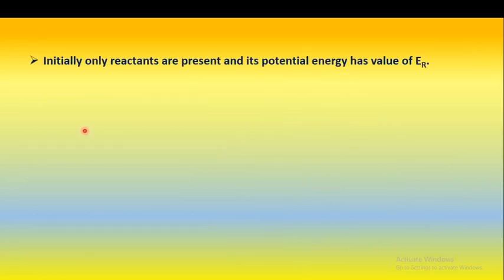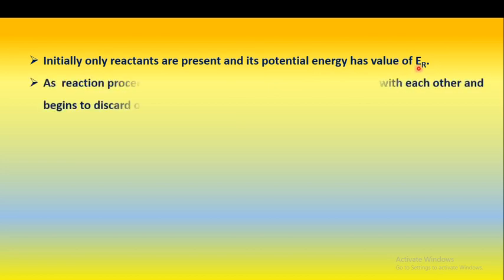So from the graph, what conclusions did we get? Initially only reactants are present, because initially no product molecules are formed, and the potential energy has a value ER. In the graph we have seen that this potential energy has the value ER.